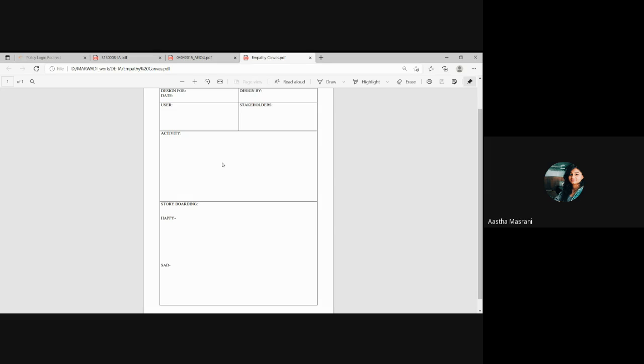Next is a sad story. Now this is what we want. If we want to make any new innovation, what we need to find out is a problem, and we need to focus on that problem only. So you need to find out the bug, that this was the bug in the application, that's why the user was sad about it. You need to focus or empathize on that bug only and write down the sad story.